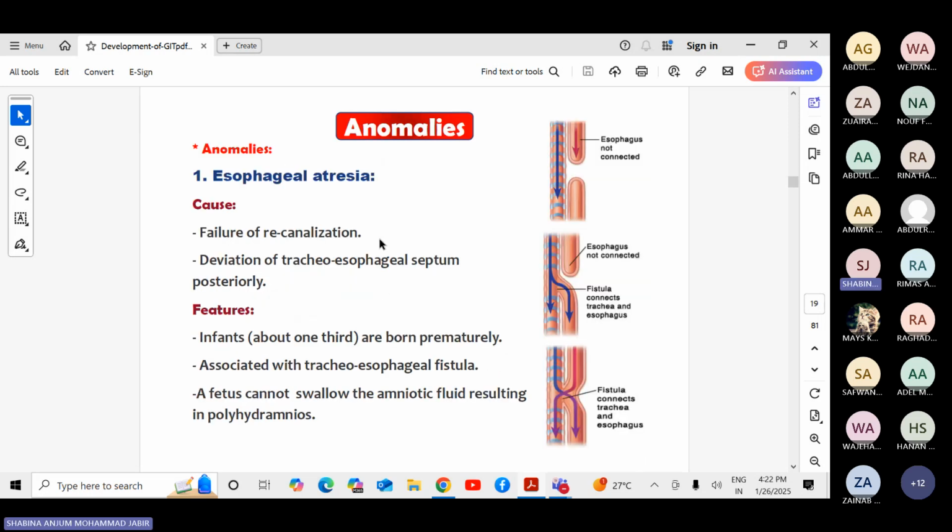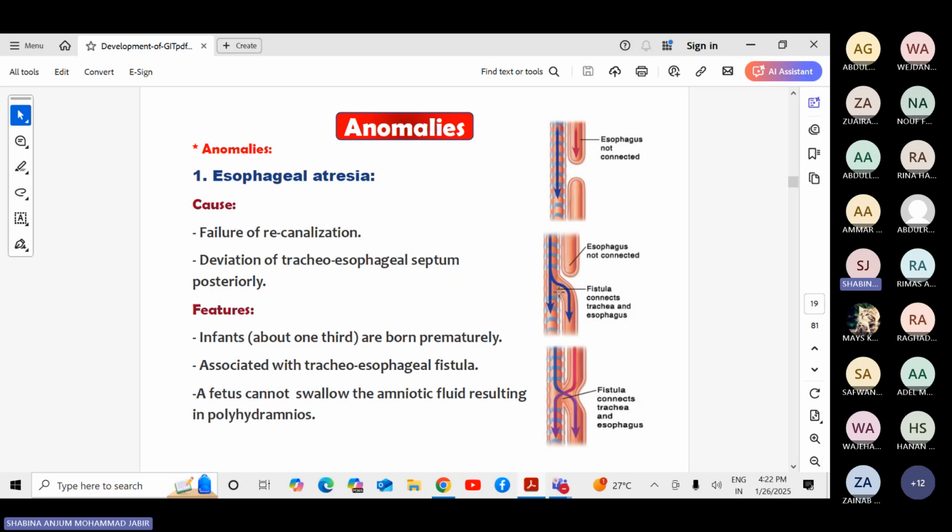So as we have studied already, if recanalization does not happen, what will happen? There will be atresia, and there will be deviation of the tracheoesophageal septum. Here we can see there are many stages. Here there is no connection between the upper and lower parts of the esophagus, and finally the trachea makes a connection with the esophagus.